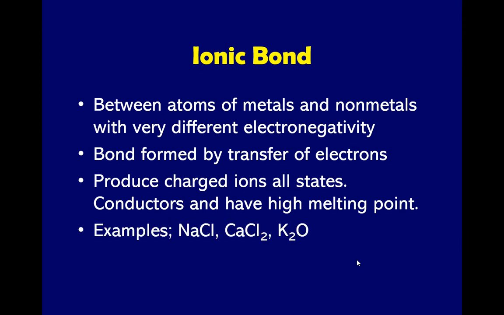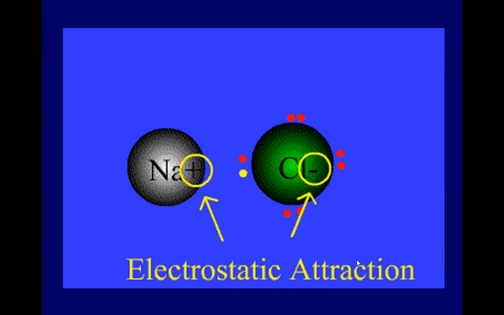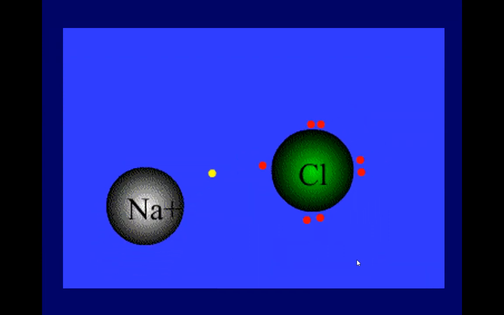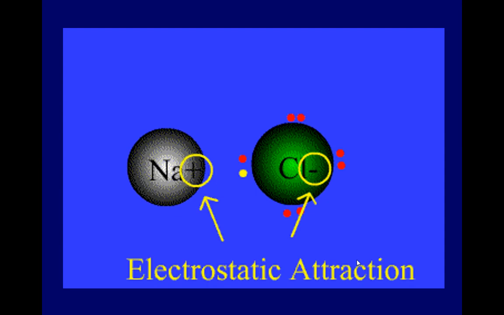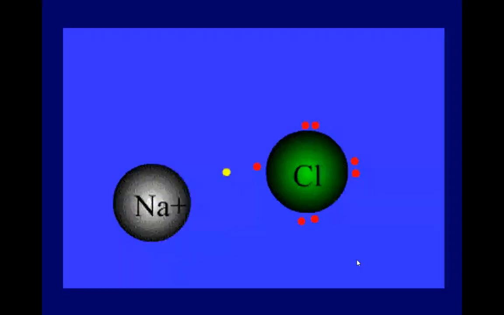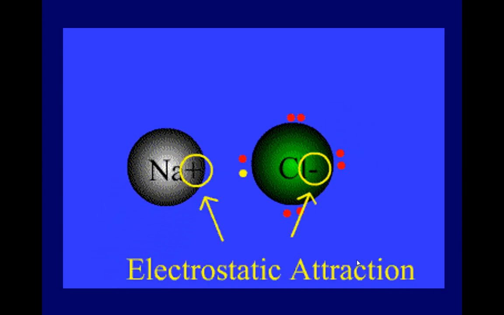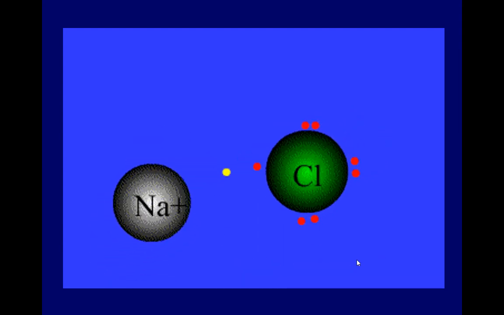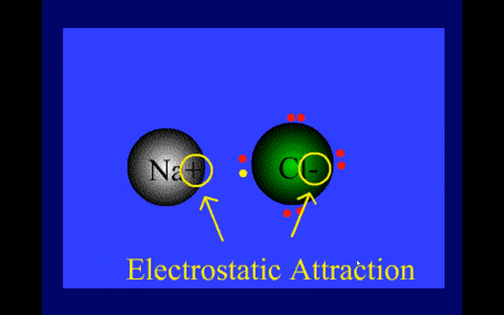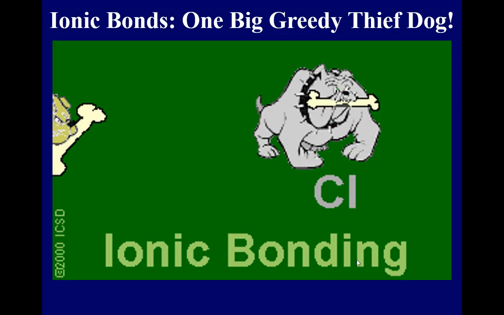So, example of ionic bond are these compounds. We have sodium chloride, calcium chloride, and potassium oxide. So, this is the animation how sodium and chlorine fuse together. Okay, since sodium loses electron and chlorine gains electrons, sodium becomes positive and chlorine becomes negative. So, that attraction is what we call electrostatic attraction.